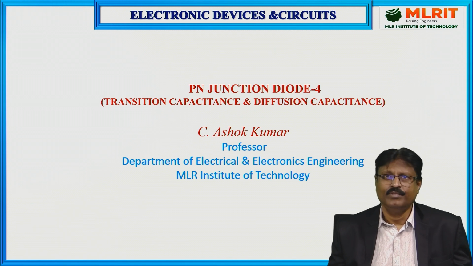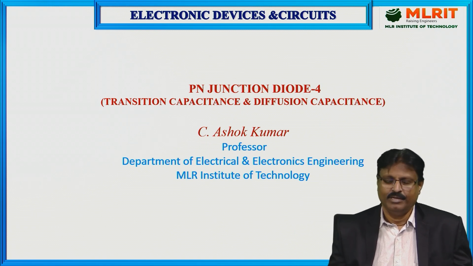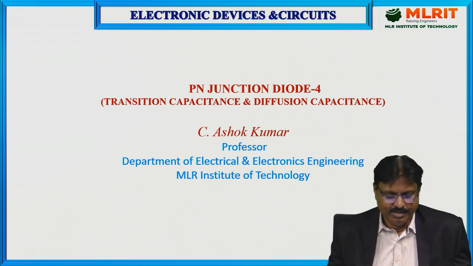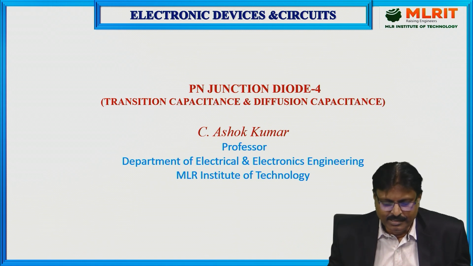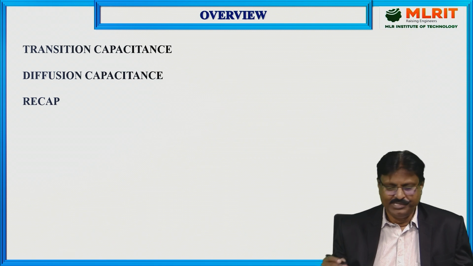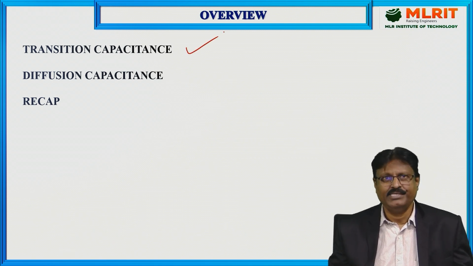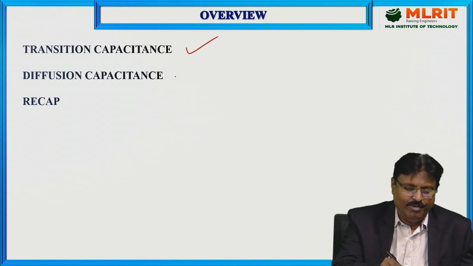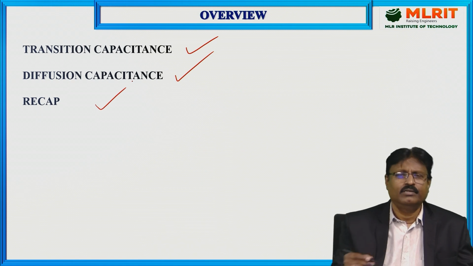Myself C. Ashok Kumar, Professor, Department of EEE, and my course name is Electronic Devices and Circuits. The syllabus topic for today's presentation is transition capacitance and diffusion capacitance, which comes under the PN junction diode part 4. The overview of my presentation will go like this. First, I will be discussing the transition capacitance, and then the diffusion capacitance, and I will be recapping the things I discussed.